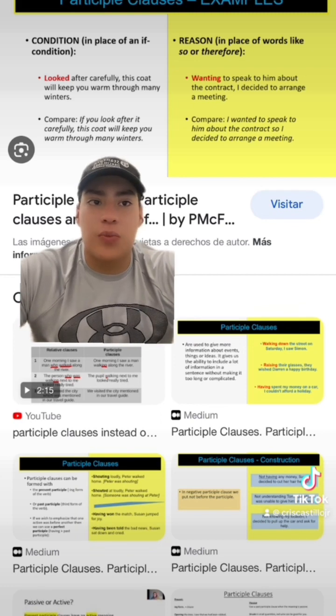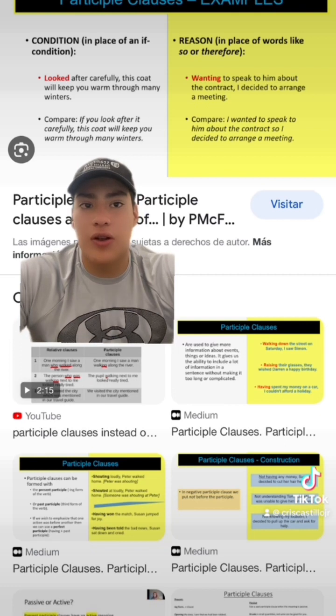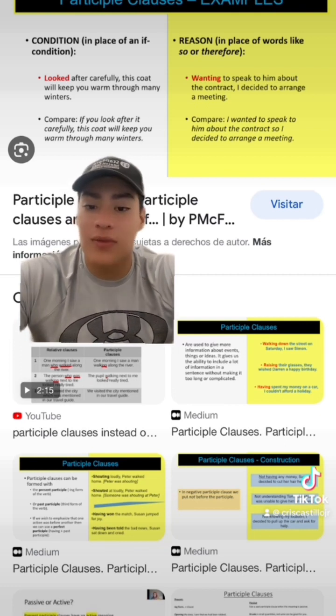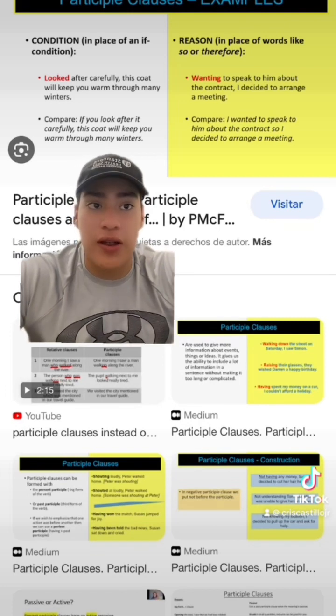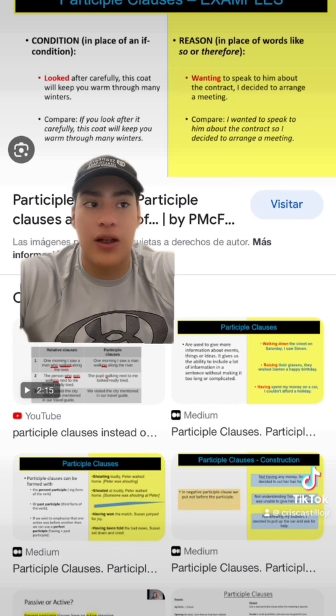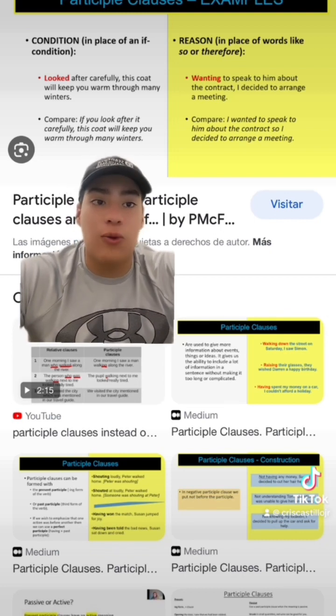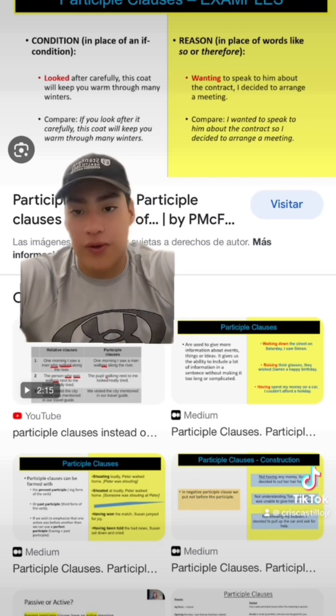And then we are going to talk about participle clauses. Participle clauses use present or past participles to provide additional information about the subject of a sentence, and I'm going to give you some examples. When you use "-ing," you use it because you want to describe an action happening at the same time as the main verb. An example is: walking down the street, I saw my friend.